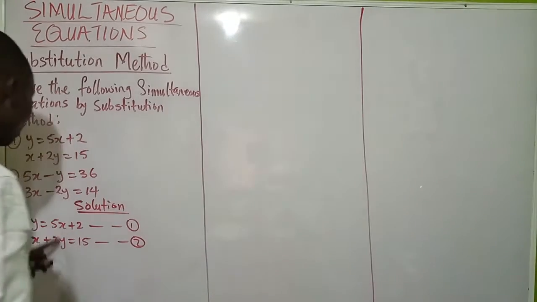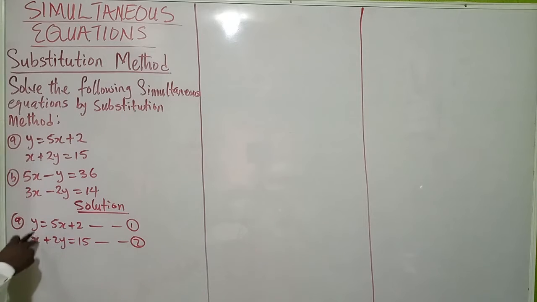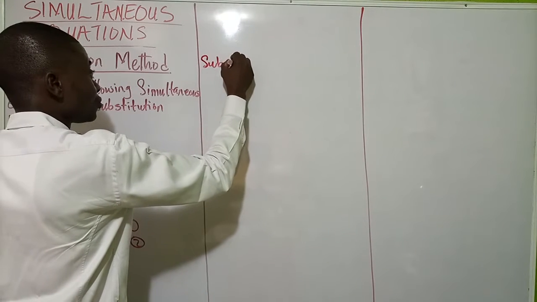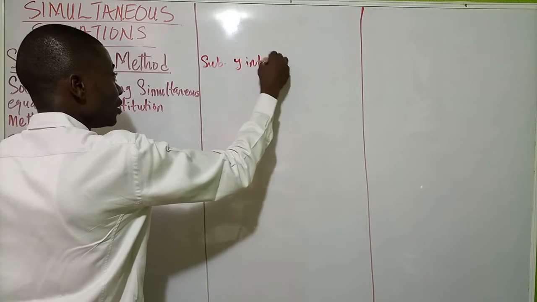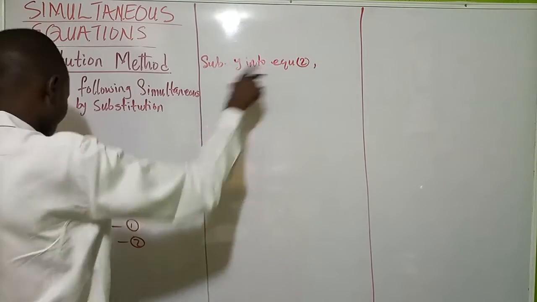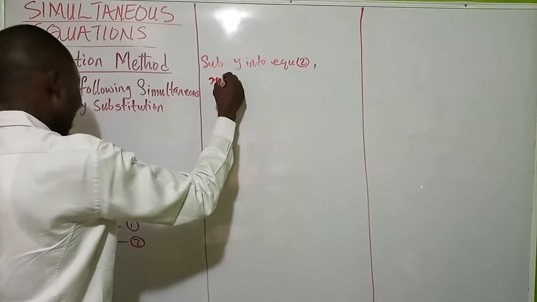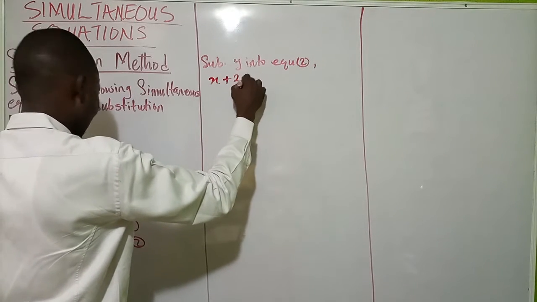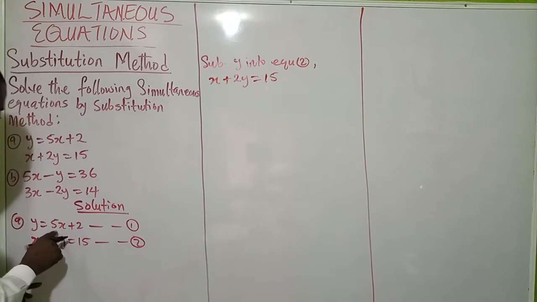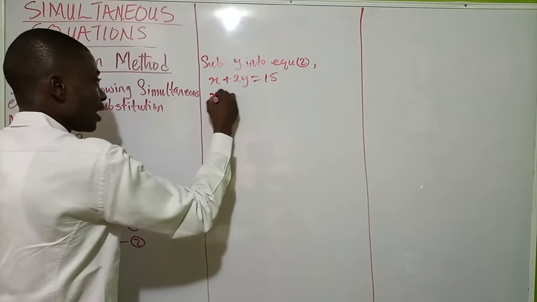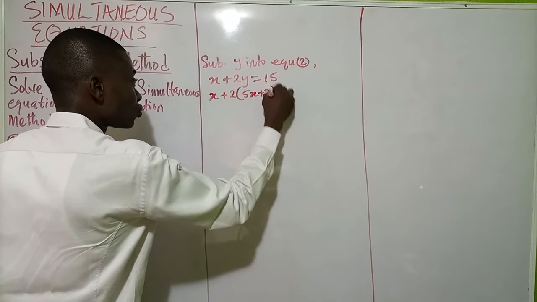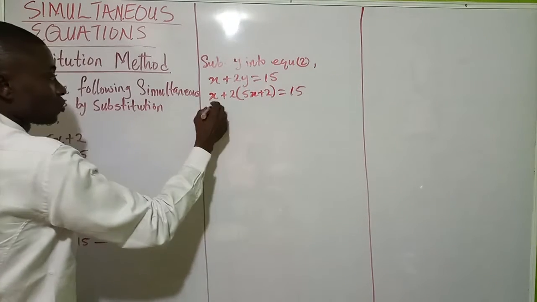So now we're going to substitute. Substituting y into equation 2 means substitute the value of y into equation 2, that is x plus 2y equals 15. It means this y, I'm going to replace it with 5x plus 2. That would be x plus 2 open bracket 5x plus 2 equals 15.